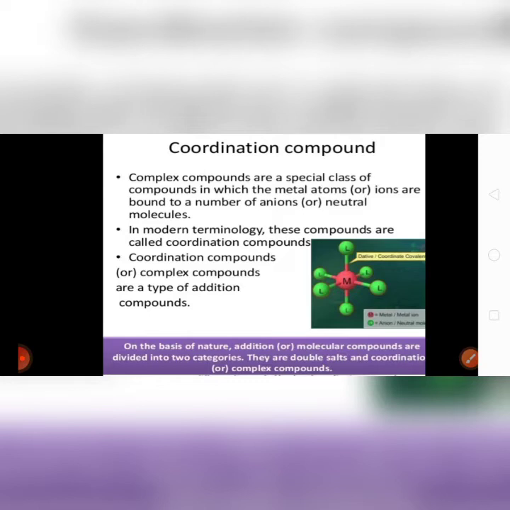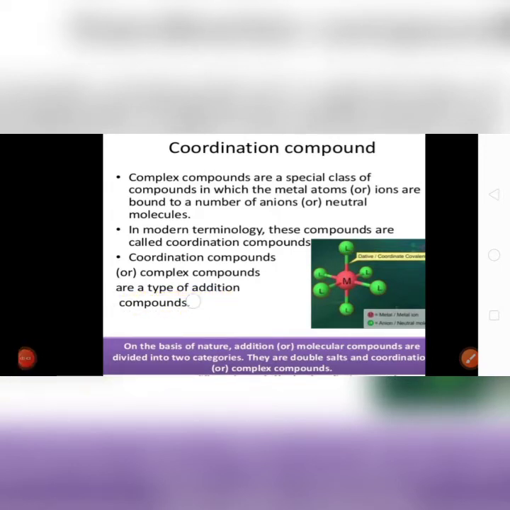which are called ligands, and these ligands could be anions like fluorine, chlorine, bromine, or neutral molecules like ammonia and water. As you can see in this diagram, this is the central atom, and all these surrounding elements or groups of elements are the ligands. And all these coordination compounds, or complex compounds, are a type of addition compound.